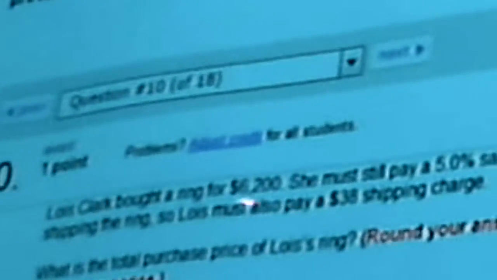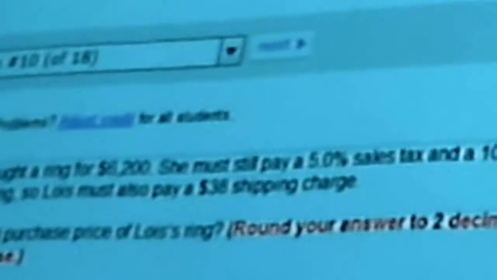Everybody knows. Okay. Bought a ring for $6,200. Does that include the sales tax? Well, if you look down here, you'll see it doesn't. She must still pay 5% sales tax and a 10% excise tax. Now, what can you do there to shorten this down? Add these taxes together and you get 15%. So you're going to multiply what? 6,200 times 0.15. When you do that, you will get the sales tax.